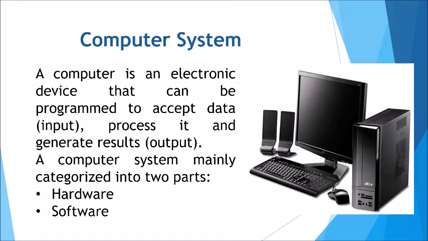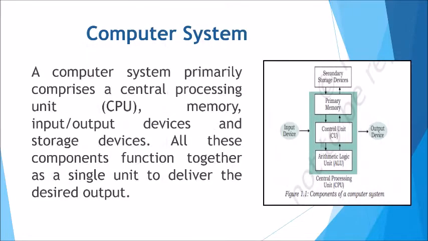A computer system is mainly categorized into two parts, hardware and software. The hardware are the tangible parts which we can touch, and some parts are also covered inside the CPU cabinet, while software are the instructions or programs which make a computer system functional. A computer system primarily comprises a central processing unit, memory, input-output devices, and storage devices. All these components function together as a single unit to deliver the desired output.